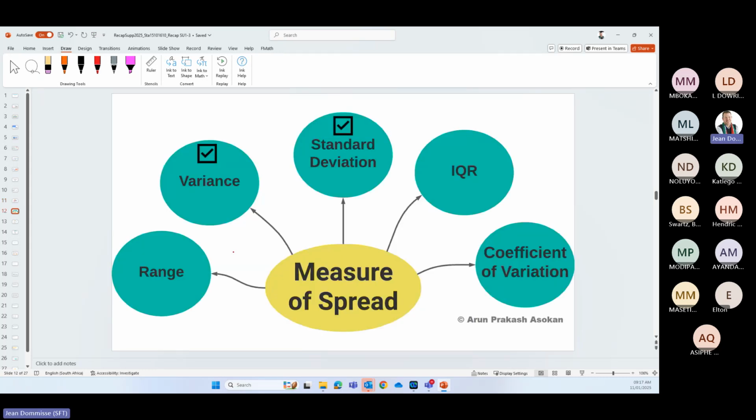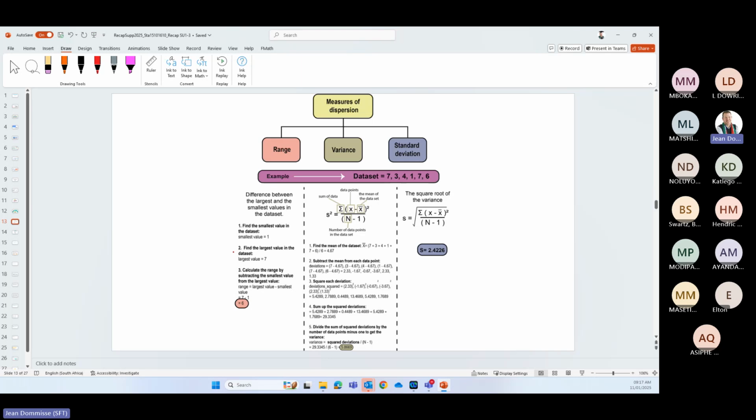Then we go into measures of spread or measure of variance nearly. So there we look at range, which is maximum minus minimum. We look at variance and standard deviation. We look at interquartile range and coefficient of variation. So again, if you look at how we work out those things, range is just maximum minus minimum.